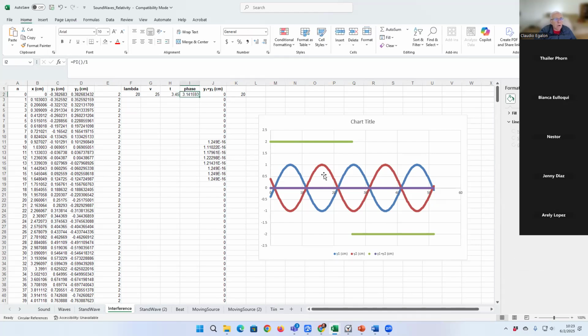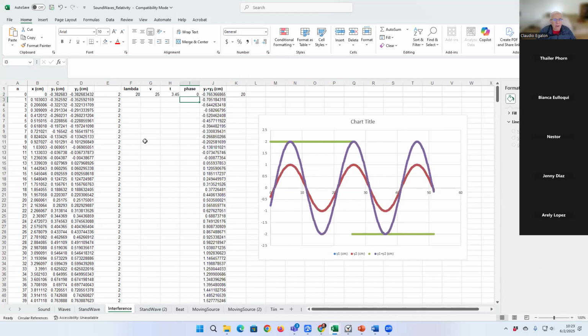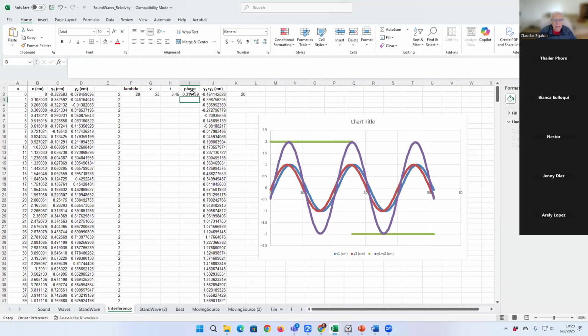And I'm going to go with the phase. I'm going to change the phase all over again, just like I did before. Phase 0, here you go. Wave 1 plus wave 2 is this one right in here, violet color, right? Now I'm just going to repeat what I did before. Pi divided by 10.